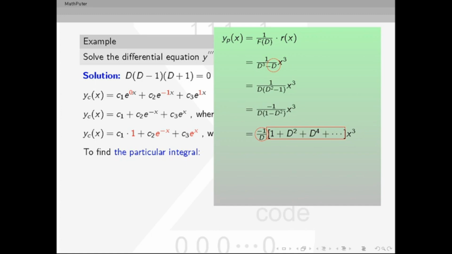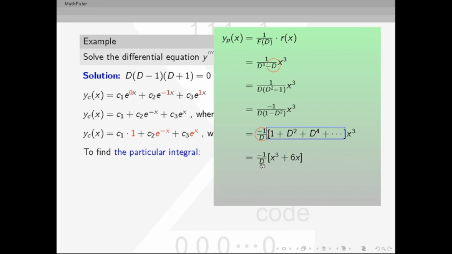So now the question arises, which term I have to apply first, minus 1 upon D or 1 plus D square plus D raised to 4. I am choosing this term, 1 plus D square plus D raised to 4. Yes, I shall explain to you why I am choosing this term and what will happen if I apply minus 1 upon D first. So let us apply first 1 plus D square plus D raised to 4. So minus 1 upon D as it is. 1 into x cube is x cube. The second derivative of x cube is 6x. Fourth derivative is 0. So all other derivatives are 0.